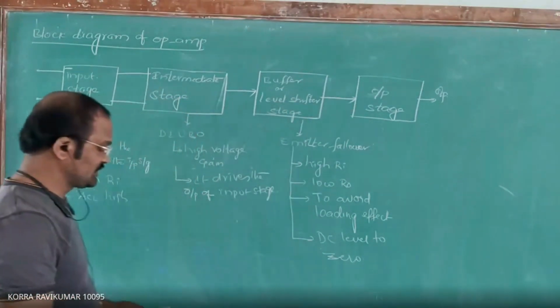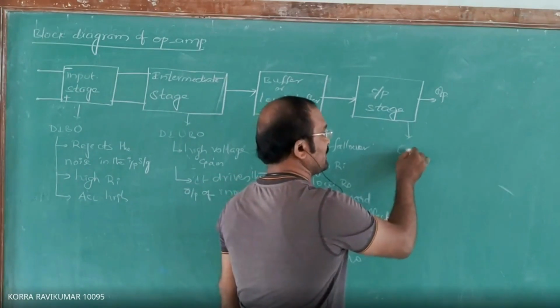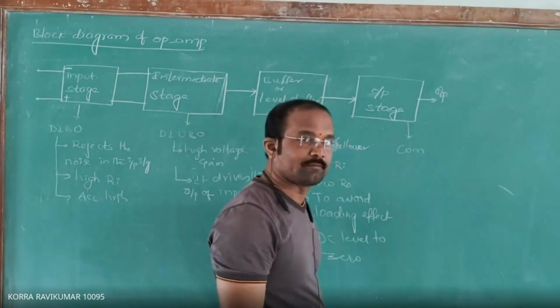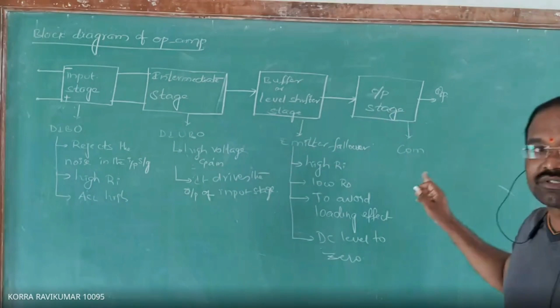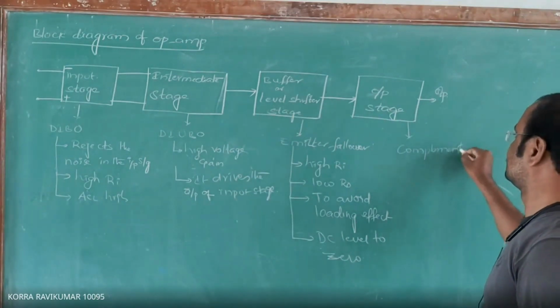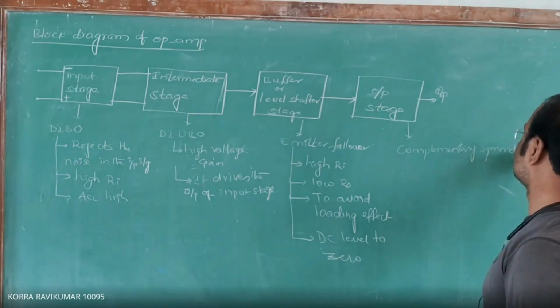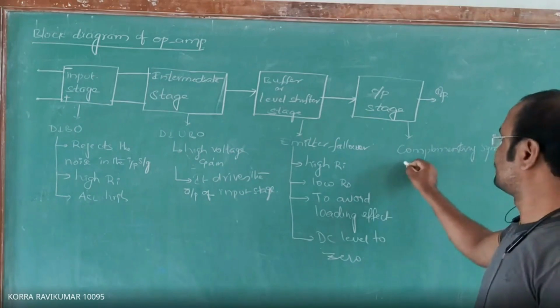And the output produced by this level shifter circuit is given as input to the output stage. In the output stage, we are going to use a complementary symmetry push-pull amplifier.